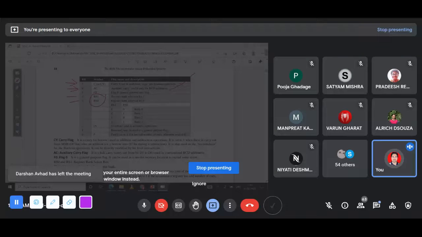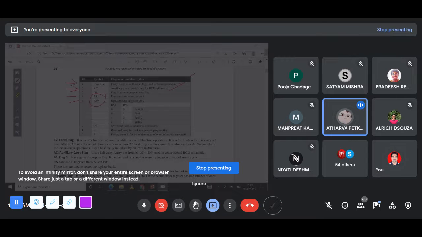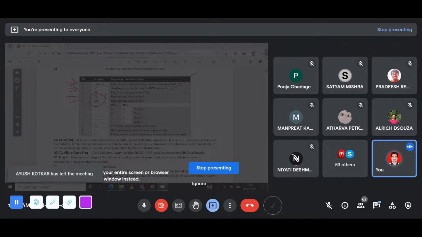How many register banks do you have? 4. By default you are dealing with which register bank? Register bank 0. Yes or no? Register bank 0 by default. So other than register bank 0, if I want to use another bank, register bank 1, register bank 2 and register bank 3, that can be selected by these bits RS0 and RS1.